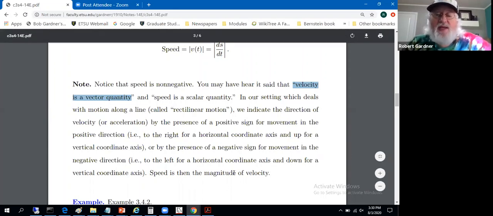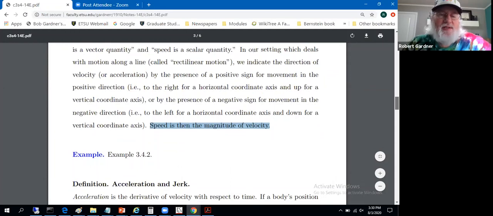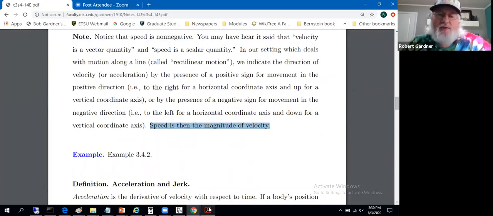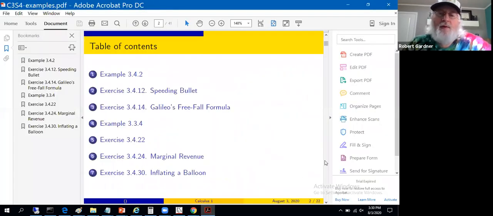All right, let's see. Speed is the magnitude of velocity. So there's a distinction between speed and velocity, even in one dimension. Let's look at a picture, Example 3.4.2 in the supplements. Let's go there.